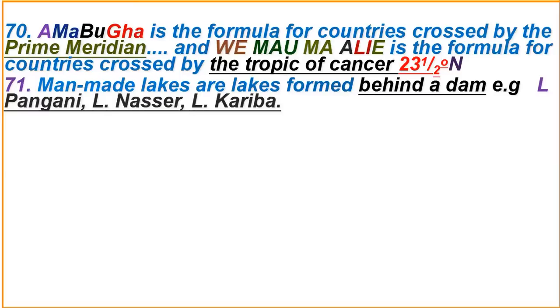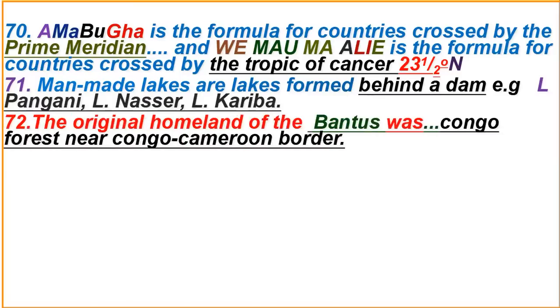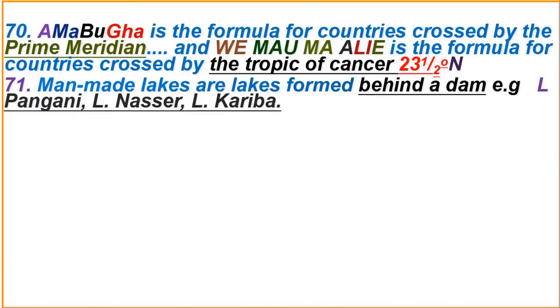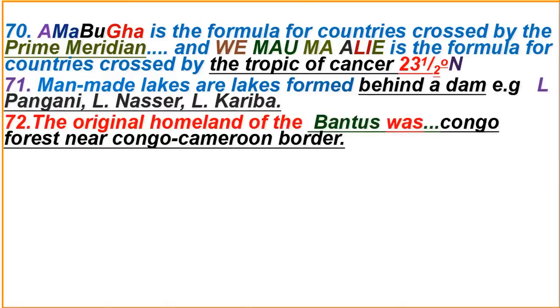All right. Number 72. The original homeland of the Bantus was Congo forest near the Congo-Cameroon border. Bantus came from Congo forest near the Congo-Cameroon border. Remember, the dispersal point of the Bantus was Shungwaya.